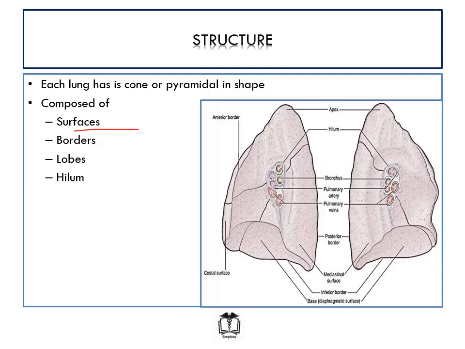Then we talk about the borders of the lungs. The borders are the edges where each of the surfaces tend to meet. Then, very importantly, the lobes of the lungs; each of the different lungs, right and left, have different numbers of lobes. And then finally, we have the hilum of the lung, which is the entry point of structures into or out of the lungs.